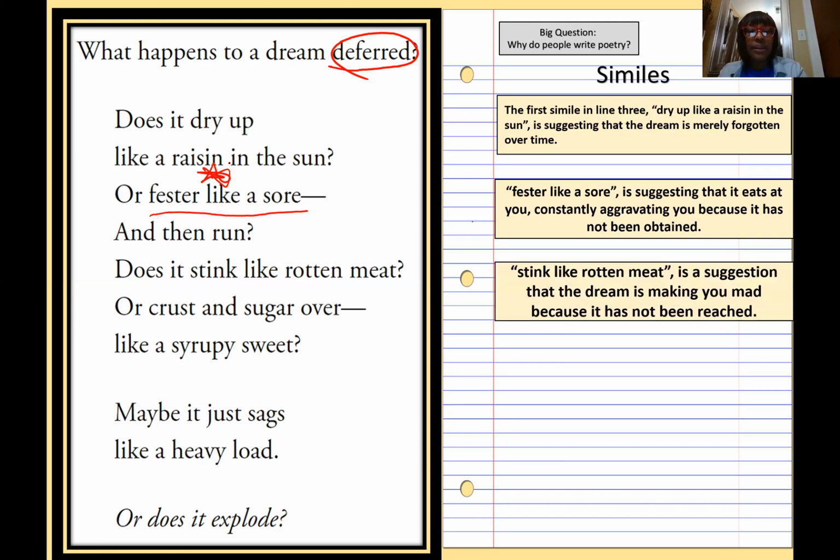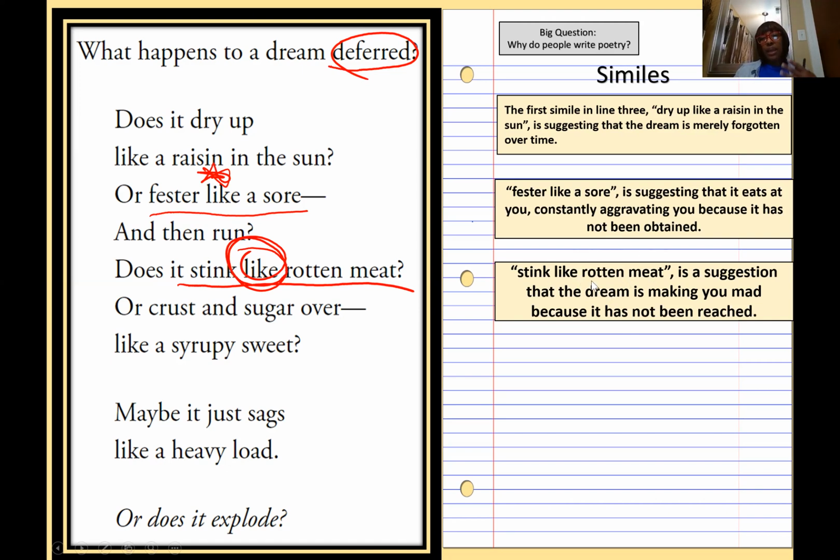Stink like rotten meat. I know that this is a simile, because it used the word like, and it compares a dream deferred. So again, a dream that we postpone, a dream that we delay, a dream that we put to the side, Langston Hughes compared that to rotten meat. When you put your dreams to the side, when you defer your dreams, it stinks like rotten meat. So here on my paper, I put it stinks like rotten meat.